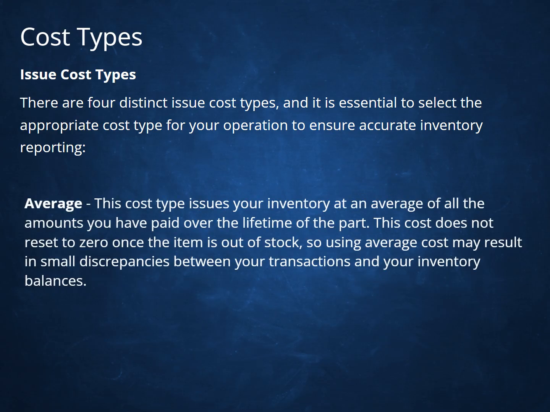Average. This cost type issues your inventory at an average of all the amounts you have paid over the lifetime of the part. This cost does not reset to 0 once the item is out of stock, so using average cost may result in small discrepancies between your transactions and your inventory balances.